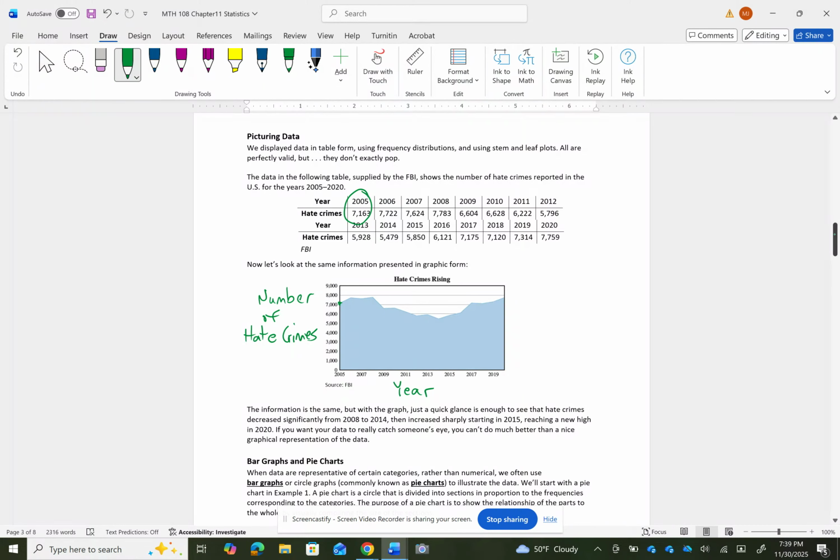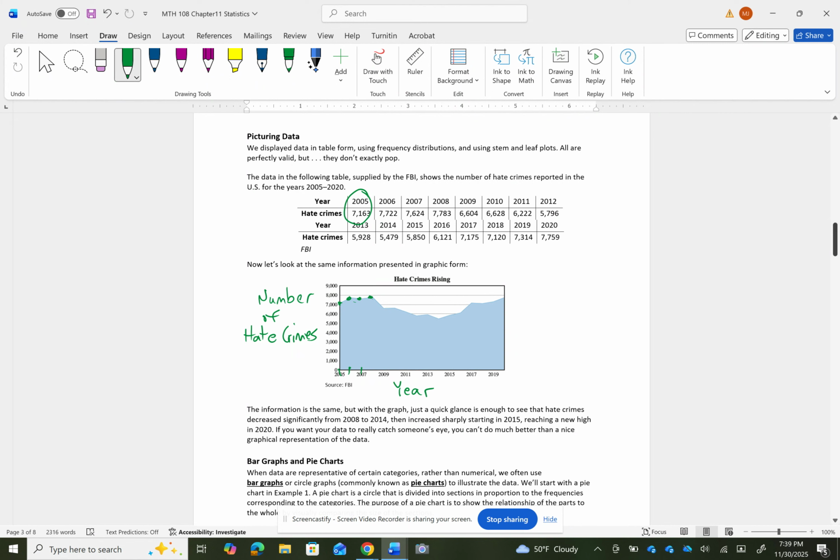2006, 7,722. Now look, down at the bottom, they went from 2005 to 2007. So 2006 would have to be right there, halfway in between. 2007 was a little less, so you see that slight drop. 2008 was back up, and it was a little bit higher than 2006. So you just kind of do your best.